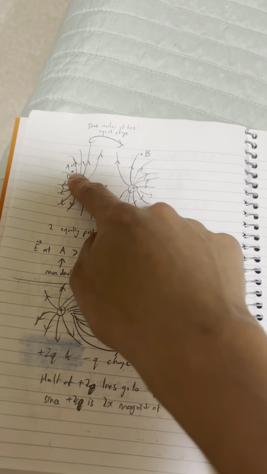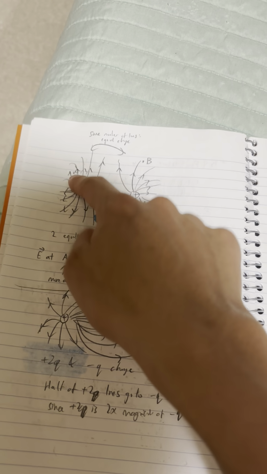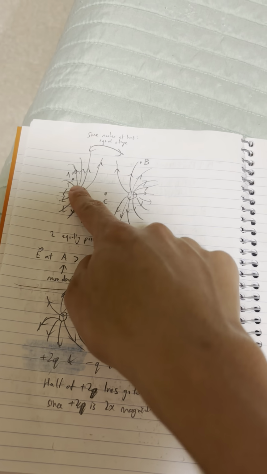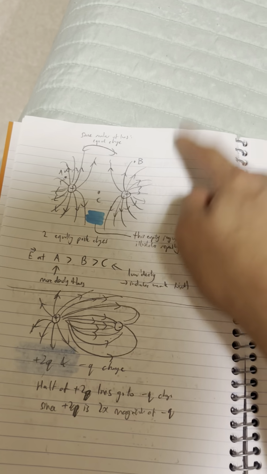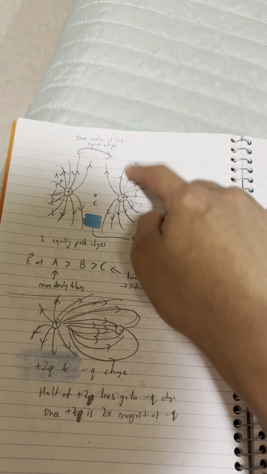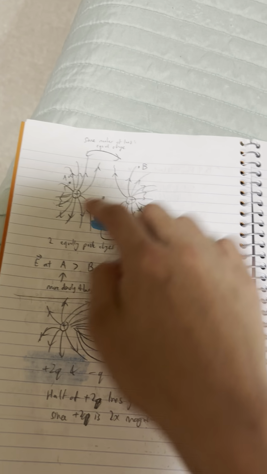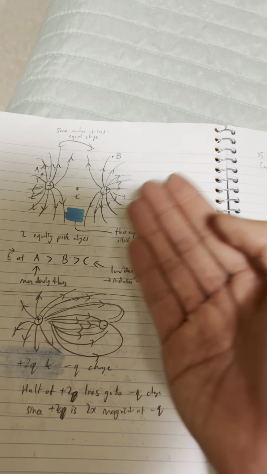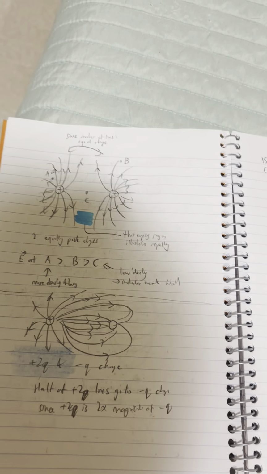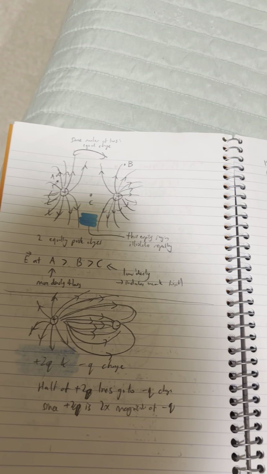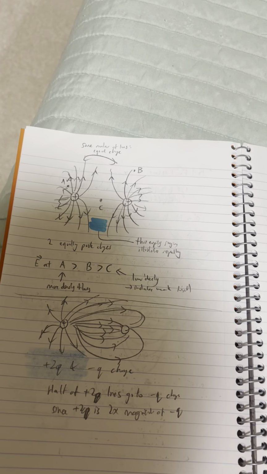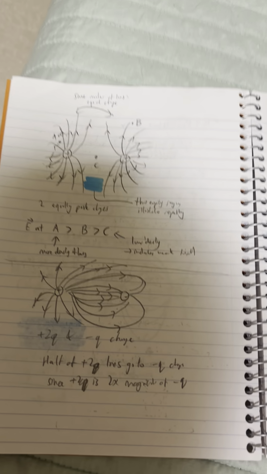So you see at A, it's really densely packed, so that's where the electrical field is the strongest. B is slightly less densely packed, so it's weaker than A. And at C, there's nothing here, so there's a really weak electrical force, if there even is any. Sorry, not charge, force. I think it's force. Yeah. So anyways, here we go.